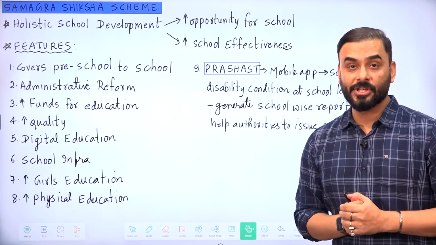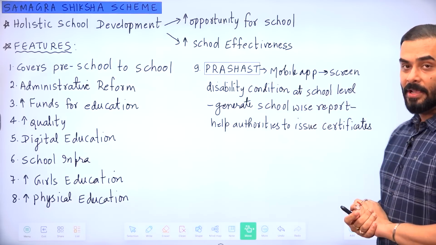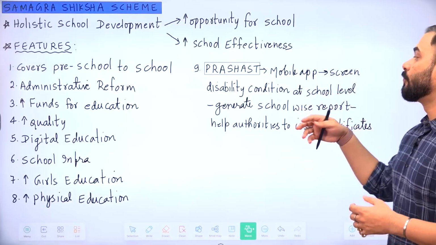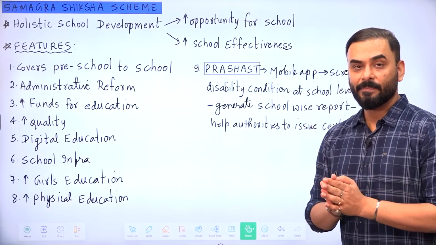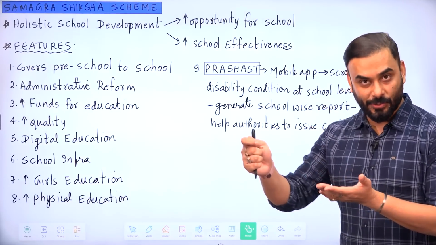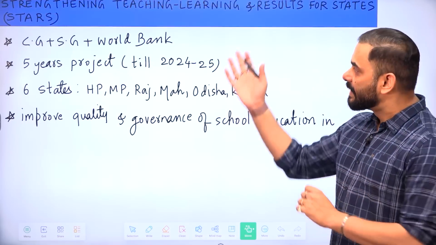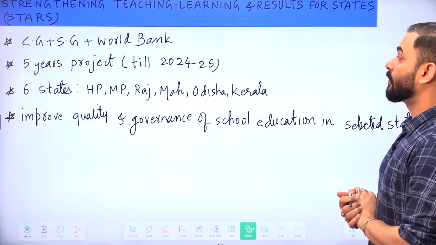Under Samagra Shiksha scheme, the government of India has launched Prashast mobile app. And what is the job of this mobile app? The job of this mobile app is to find out the level of disability in the school children. That disability is then reported to the authorities and they issue certificates. So that is done under Samagra Shiksha. Now there is a scheme called as STARS, which is Strengthening Teacher Learning and Results for States.